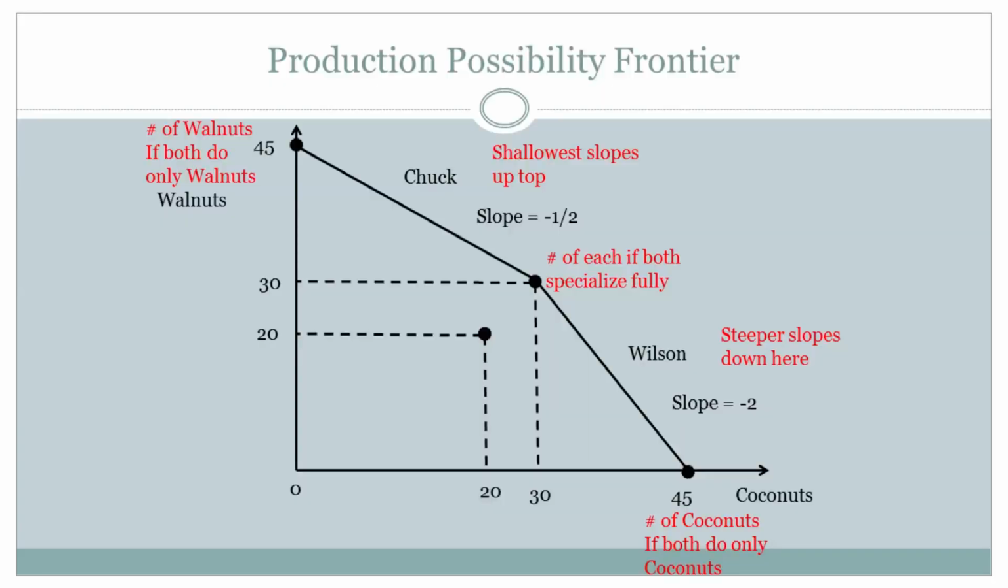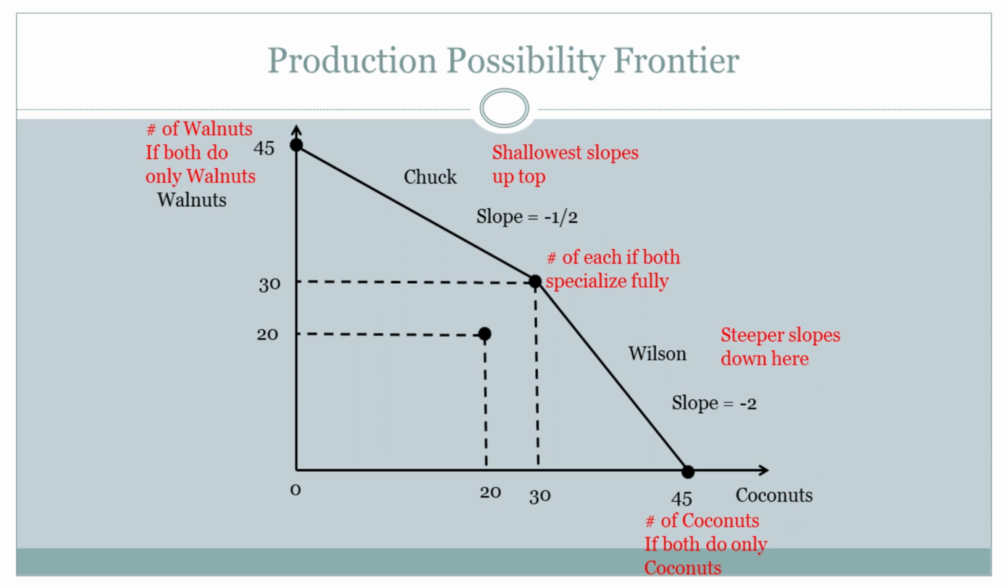Let's say we're not making any coconuts whatsoever, but we want to start making some coconuts. Who should we give that job to? Obviously, Chuck. He's the one with the comparative advantage. He's better at it. So we want the lowest opportunity cost to be the first one to do it, which means that we're going to want these shallow slopes up top and the steeper slopes down at the bottom.